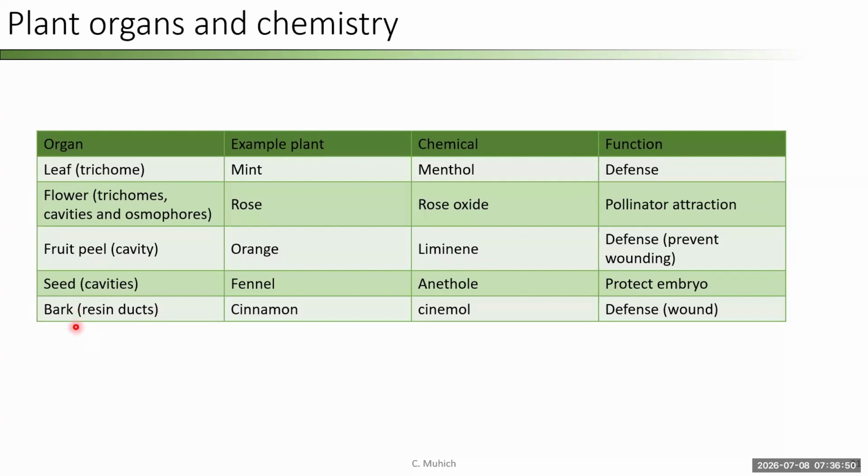Lastly, sitting within the bark, we're generally after the compounds that sit within the resin ducts. Again, our example is cinnamon with cinnamol as the compound that we're generally after. And again, this is wound protection.